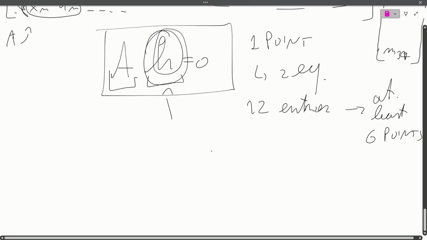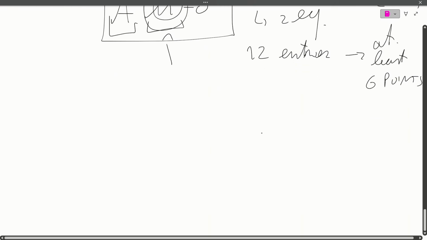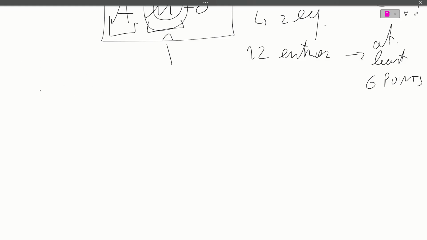Now the matrix A that we will find, we have to check the rank of the matrix. If the rank of A is smaller than 11, something wrong happened.